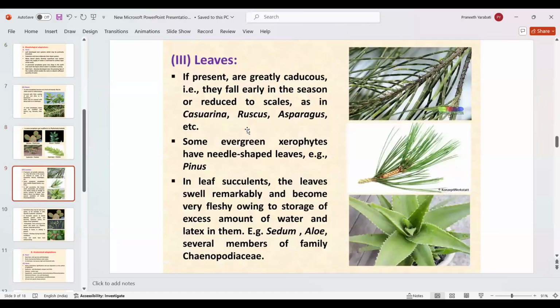Next one is the leaves. In some xerophytes the leaves fall early in the season, or they may be reduced to scale leaves like in Casuarina, Ruscus, and Asparagus. Needle-shaped leaves are observed in Pinus. In some succulent xerophytes, when water is available they store it in their leaves, so they become fleshy. During unfavorable conditions they use this stored water. Fleshy leaves are observed in Aloe vera, Sedum, and other members of the Chenopodiaceae.